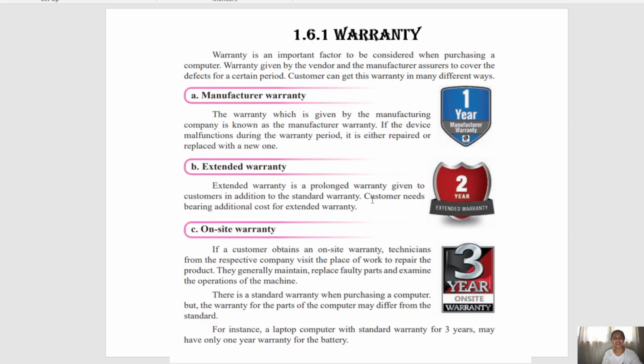When we talk about extended warranty, it is a prolonged warranty given to customers in addition to the standard warranty. Customers have to pay some additional cost to extend this warranty. When we talk about on-site warranty, if the customer obtains on-site warranty, technicians from the respective company visit the place to repair the product. They generally maintain, replace faulty parts and examine the operation of the machine.